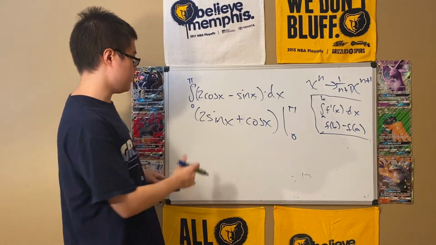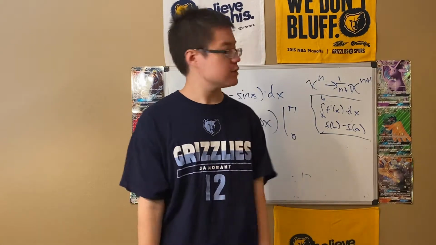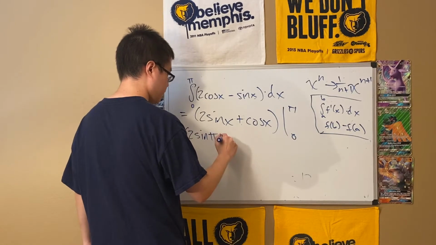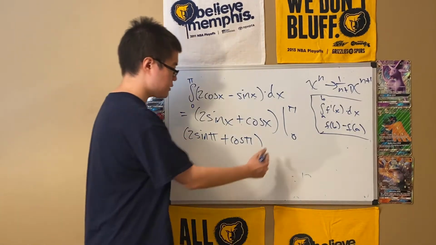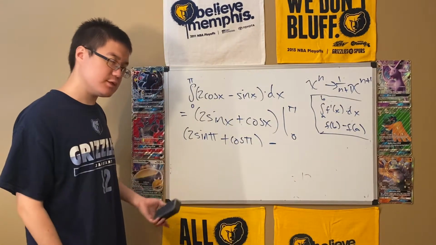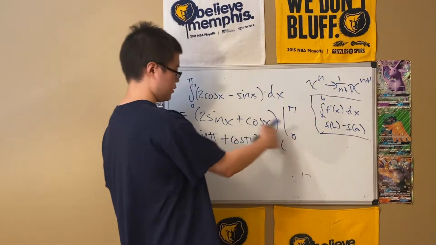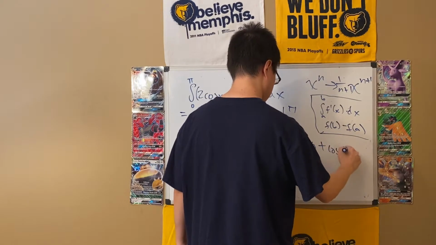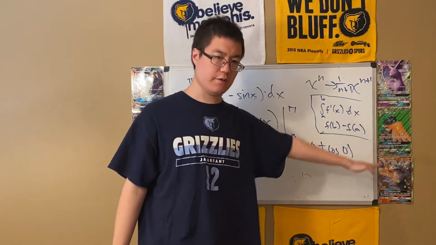So this is the fundamental theorem of calculus. This was the first step, taking the antiderivative. And now we're going to evaluate the antiderivative at the endpoints. So we're going to plug in pi here: 2 sine of pi plus cosine of pi. And then we're going to subtract. Notice I'm being very, very careful with parentheses because I'm scared that I'm going to miss the question. And then we're going to plug in 0 into all this stuff. So pi into all of this stuff minus 0 into all of this stuff.